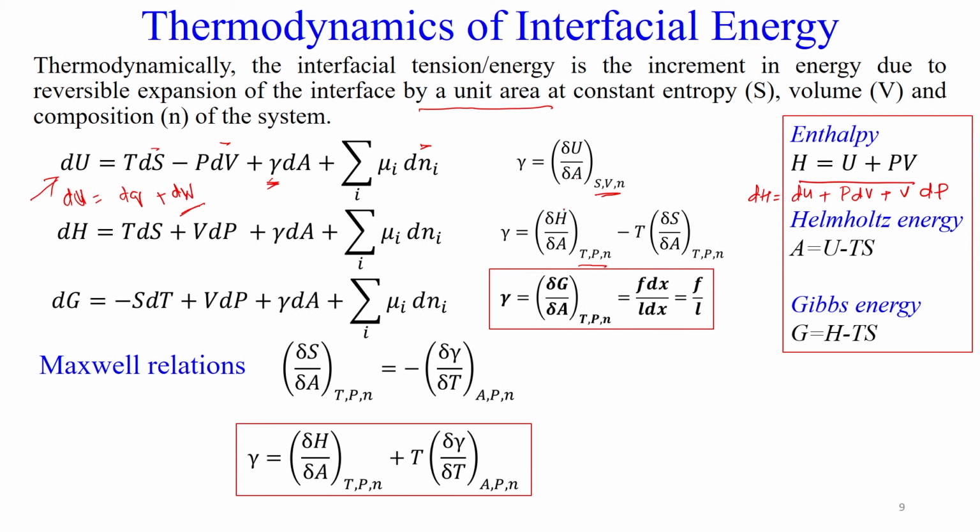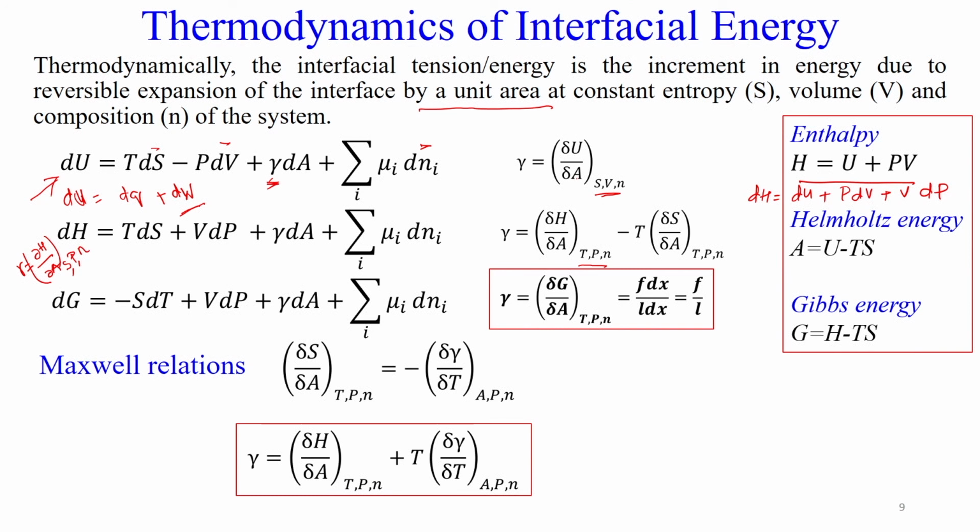So, here it says change in the enthalpy per unit area minus T into change in the entropy per unit area. Now, in the same expression, if I want to write it at constant entropy, constant pressure and constant composition, you can simply write like this. So, this will be gamma is equal to dou H upon dou A at constant S, P and N.